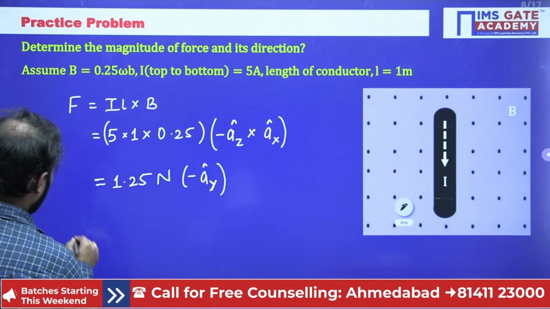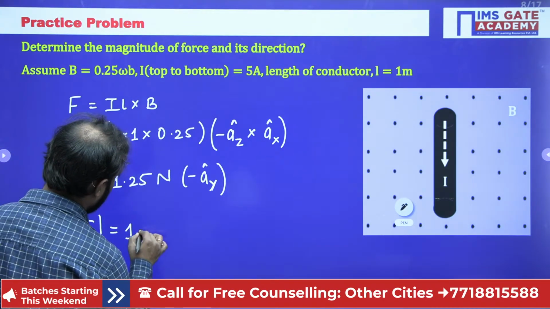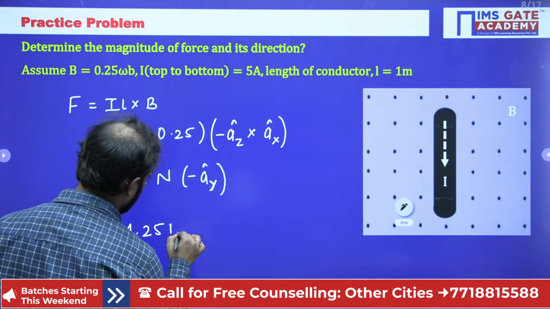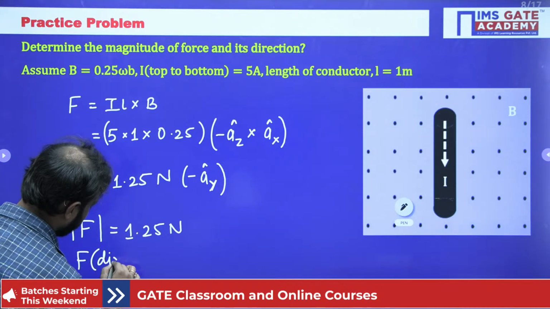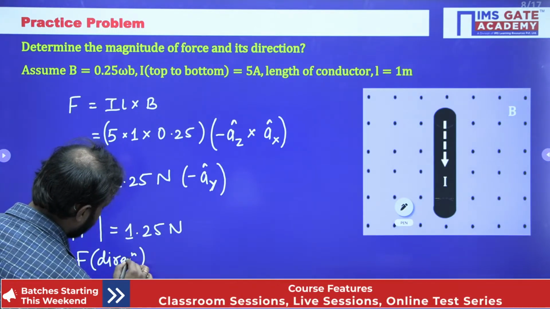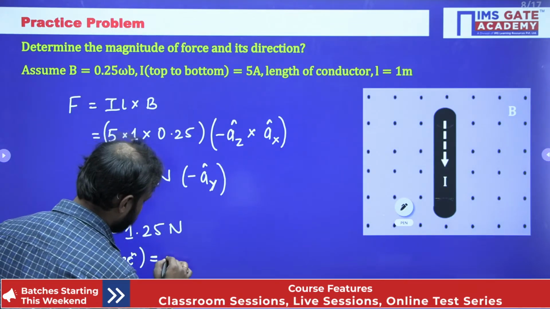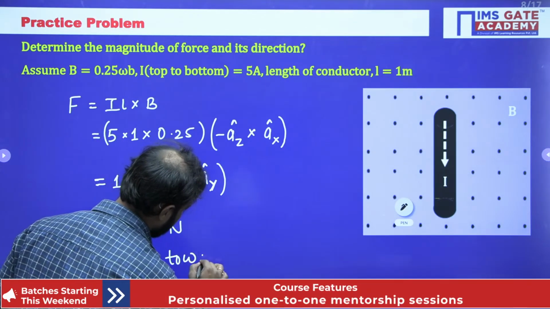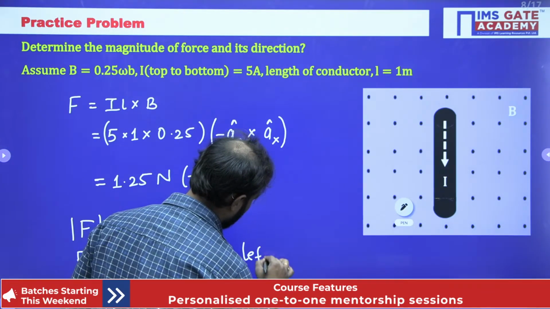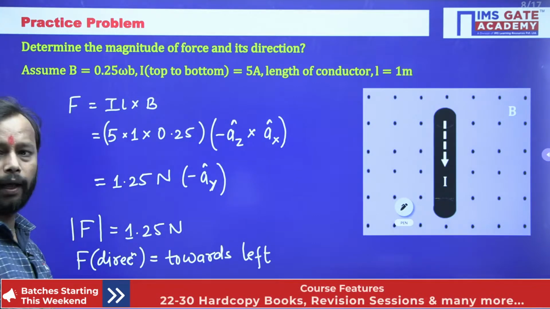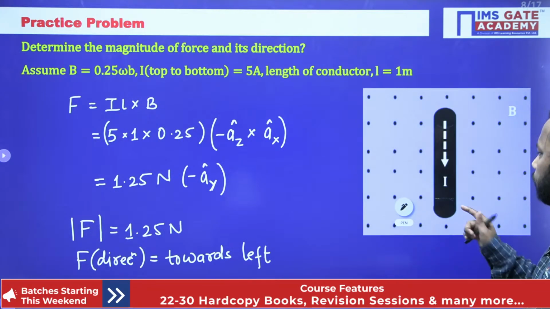All right. So the magnitude of force is 1.25 Newton, whereas direction of force is towards left. Done. You can also use the Fleming left hand rule to find the direction.